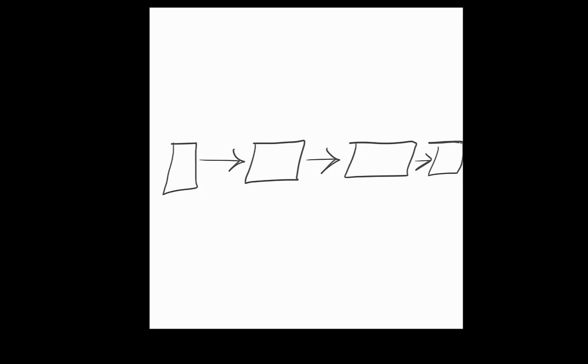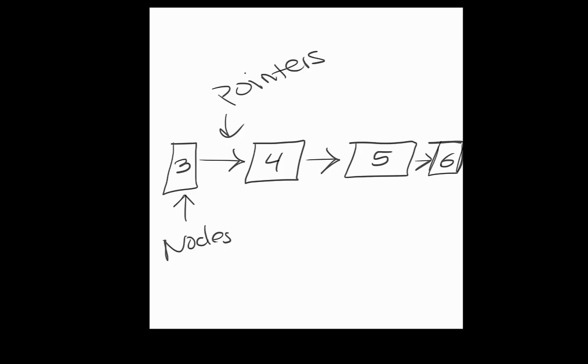And each one of these nodes can hold a value. So these are the nodes, and these are the pointers. So let's say this is holding 3, 4, 5, and 6. So these are all data members, right, or values.